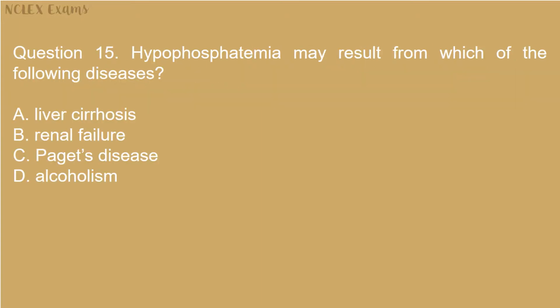Question 15. Hypophosphatemia may result from which of the following diseases? A. Liver cirrhosis, B. Renal failure, C. Paget's disease, D. Alcoholism.